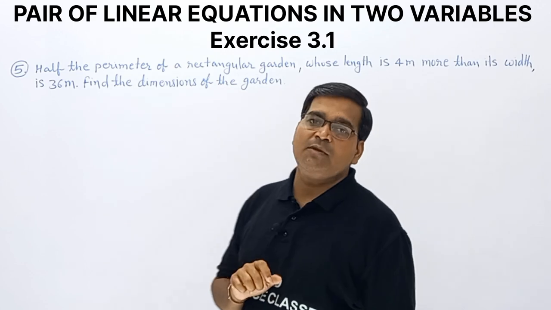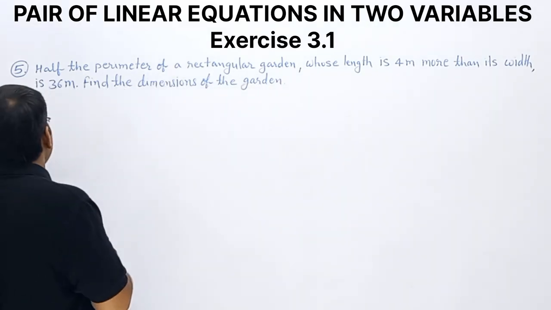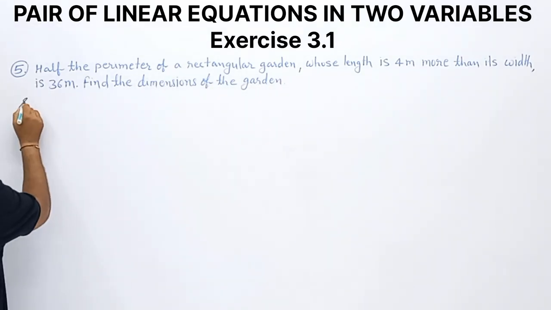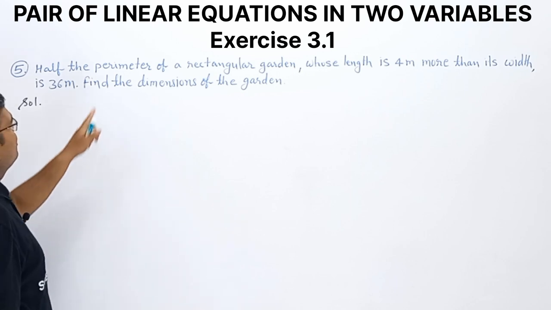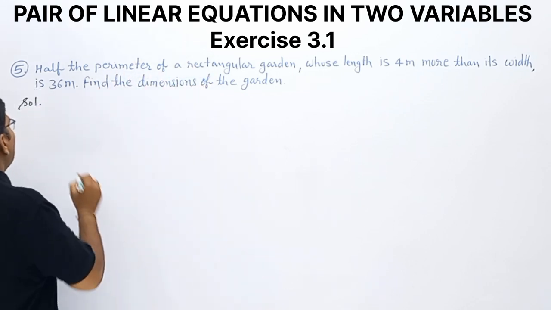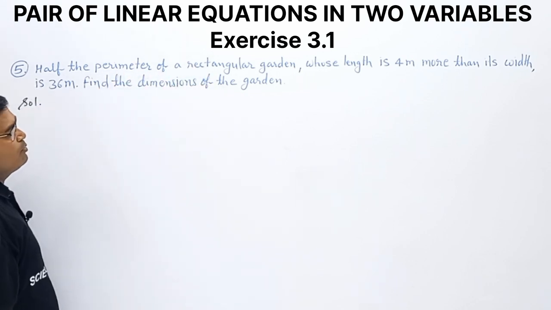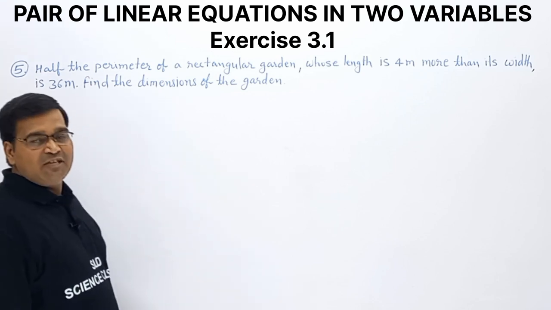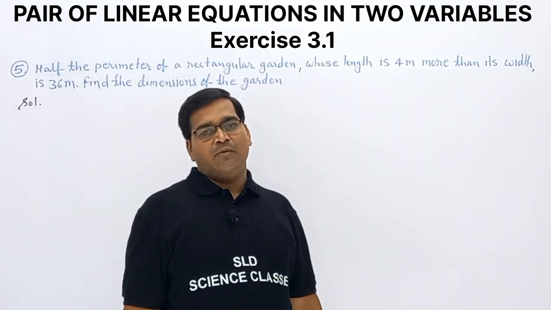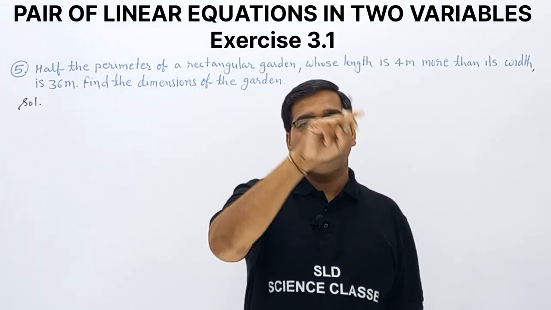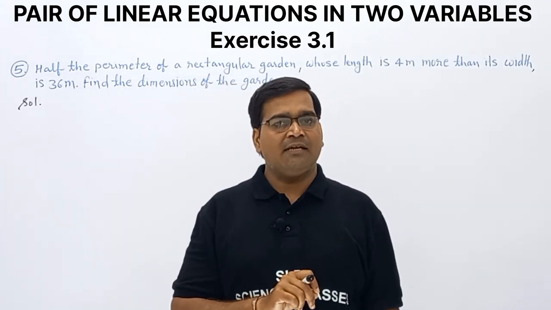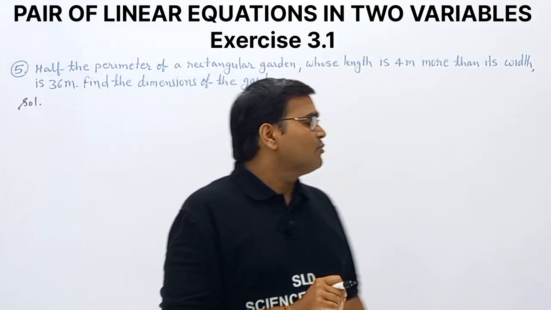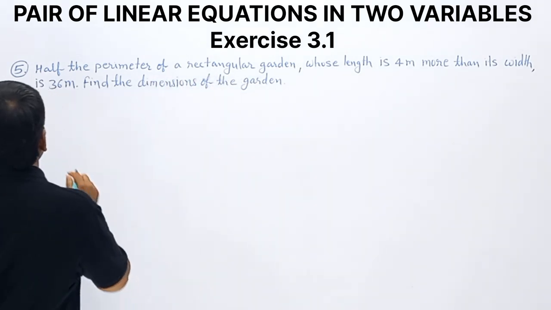First we should know the perimeter of the rectangular garden. Observe, simple question. What about the perimeter of the rectangular garden? 2 times of length plus breadth. Perimeter is the sum of all the sides of a rectangle. Clear? So first we should assume.